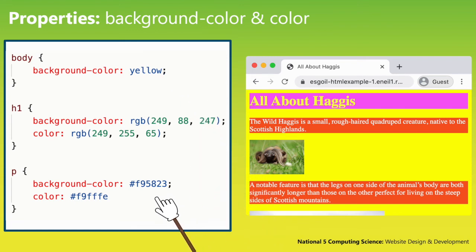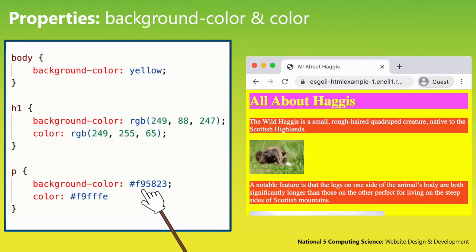The paragraph, again, we have changed the background colour of this and the colour of this, but we've used this hex code. So a hex code is another way of representing colours. The first two values refer to the amount of red, the second two values refer to the amount of green, and the last two values refer to the amount of blue.